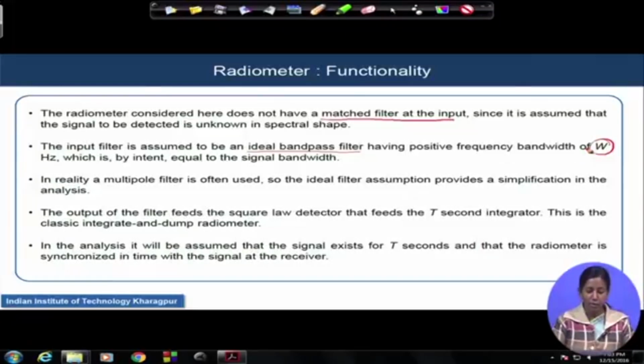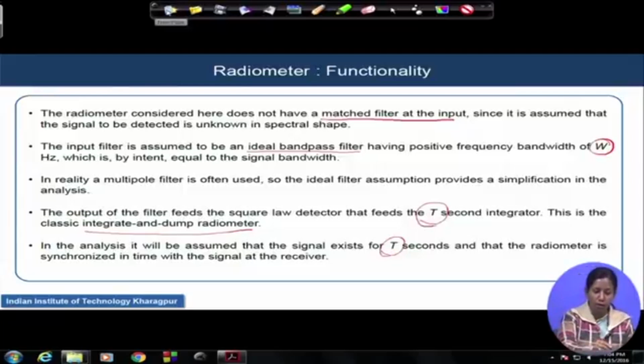In reality, if a multipole filter is utilized, then the ideal filter assumption provides a simplification in the analysis. The output of this filter we feed to a square law detector, and that feeds a T second integrator. Basically, this square law detector and the integrator is what we call an integrate and dump radiometer. And remember, in this analysis it will be assumed that the signal exists for the whole T seconds over which the detection is going ahead.